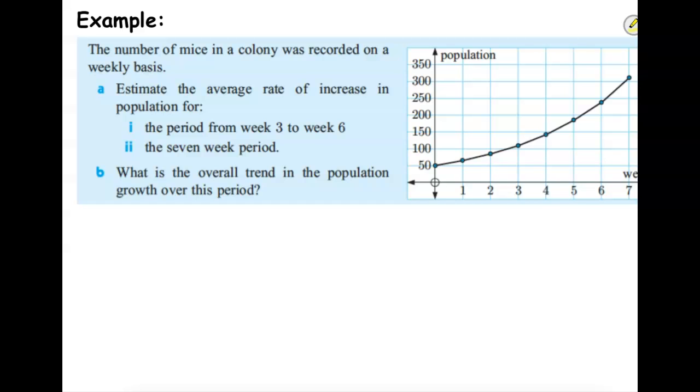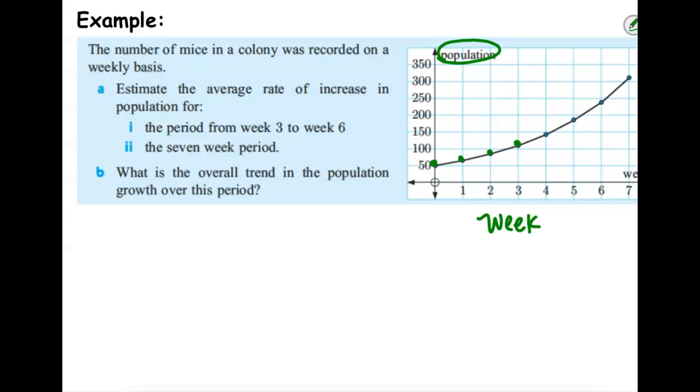So here's an example. The number of mice in a colony was recorded on a weekly basis. So we have a graph. The x-axis is the number of weeks, and the y-axis is your population of mice. So the first ordered pair, on week 0, there was 50 mice. Then 1 week goes by, it looks like it's about 60. 2 weeks go by, it looks like it's about 80 to 90, and you'll continue this.